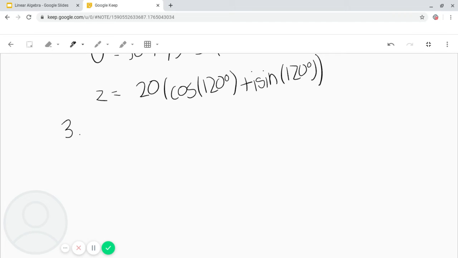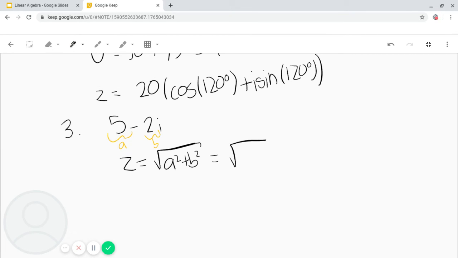So then moving on to our third problem, we want to convert 5 minus 2i into exponential form. So for exponential form, we need z and we need theta. So z is equal to root a squared plus b squared. And again, a and b are there. So then z would be equal to root 5 squared plus, I should say, negative 2 squared, which is equal to root 25 plus 4, which is equal to root 29.